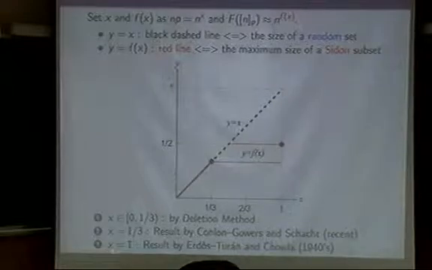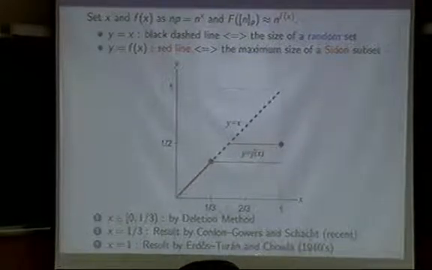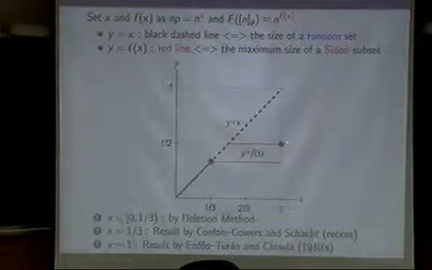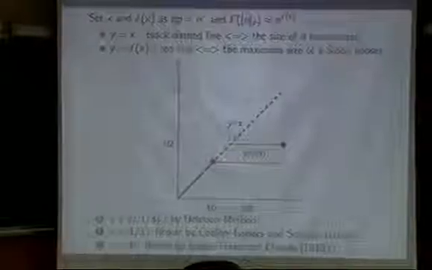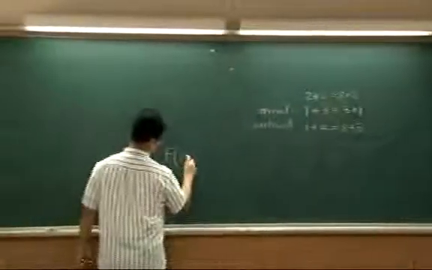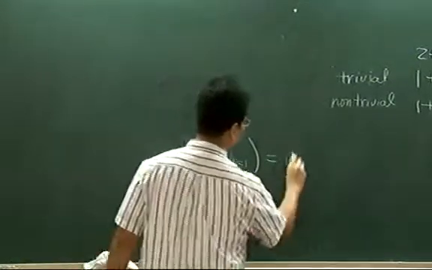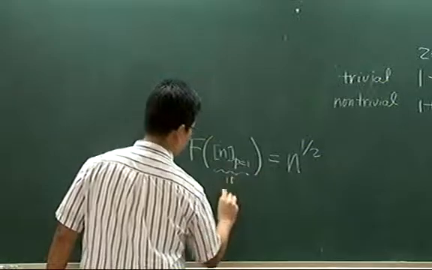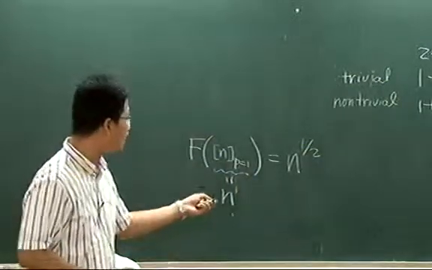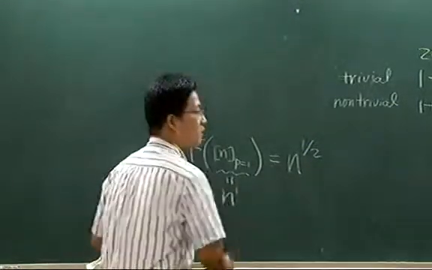And when x is 1, the result by Erdős, Turán, and Chowla tells us that the y coordinate is 1/2. So here we have this point (1, 1/2), which means that F of n, when p is 1, is n to the 1/2. So the x coordinate is 1, and the y coordinate is 1/2. So this is what this figure tells.